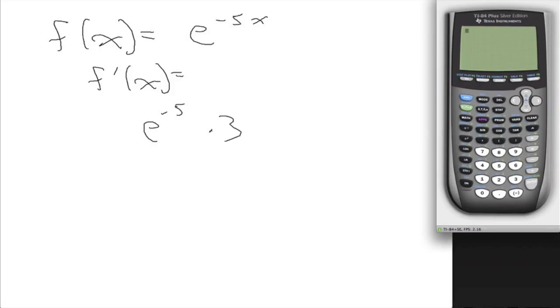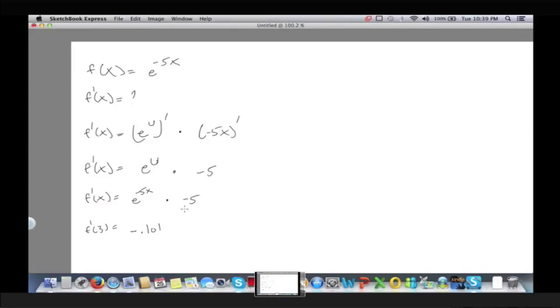Okay. So I have e to the negative 5 times 3. Okay, that should be correct. Let's see. Okay, let's see. Derivative of e to the negative 5x, parentheses, comma, x comma 3. Yep, I get the same answer.